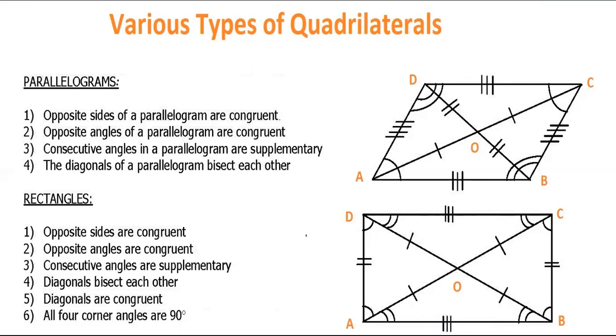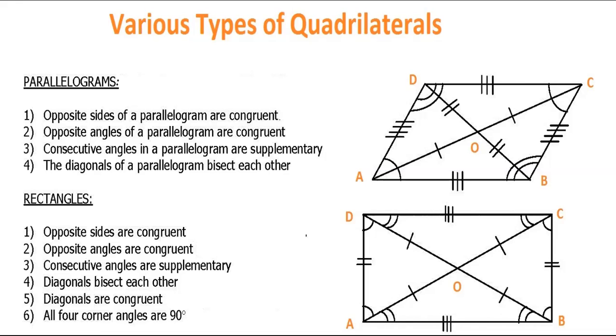A parallelogram is a four-sided closed figure in which opposite sides are parallel and equal. Opposite sides of a parallelogram are congruent. It means opposite sides are equal in length. Opposite angles of a parallelogram are congruent. It means the measurements of opposite angles are equal. Angle A and angle C are equal. Similarly, angle B and angle D are equal.